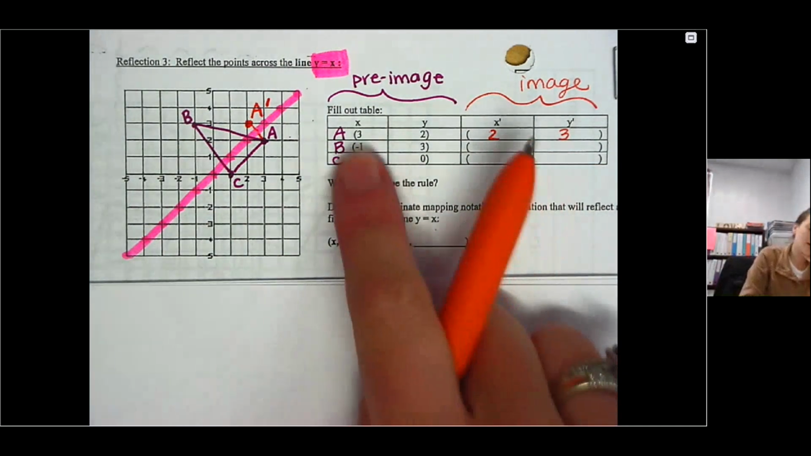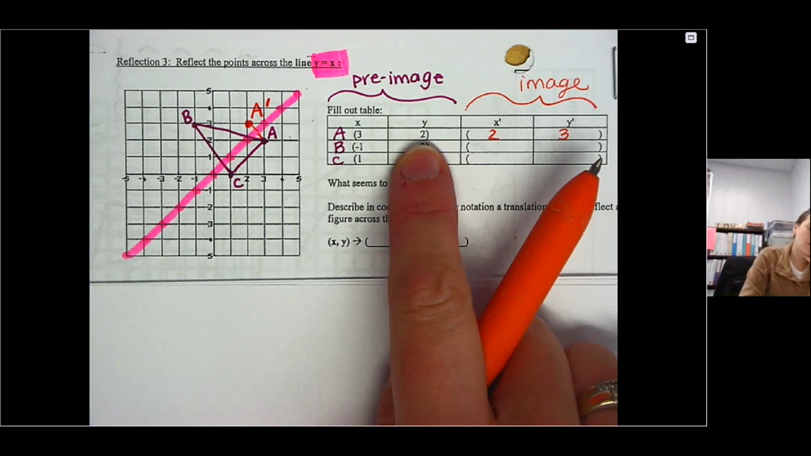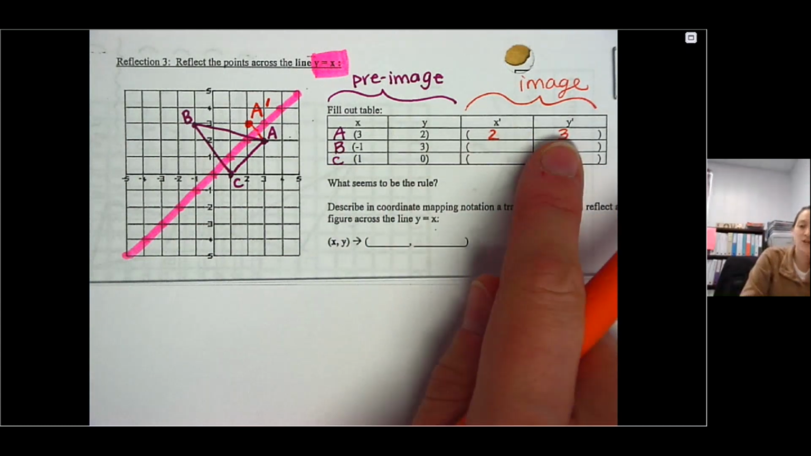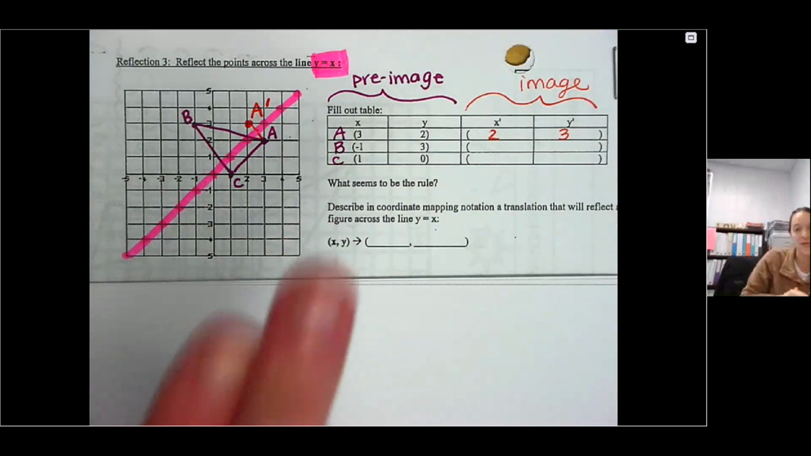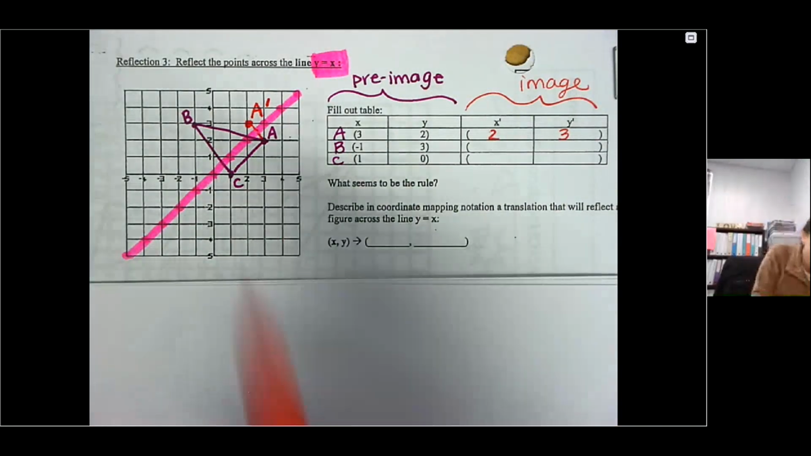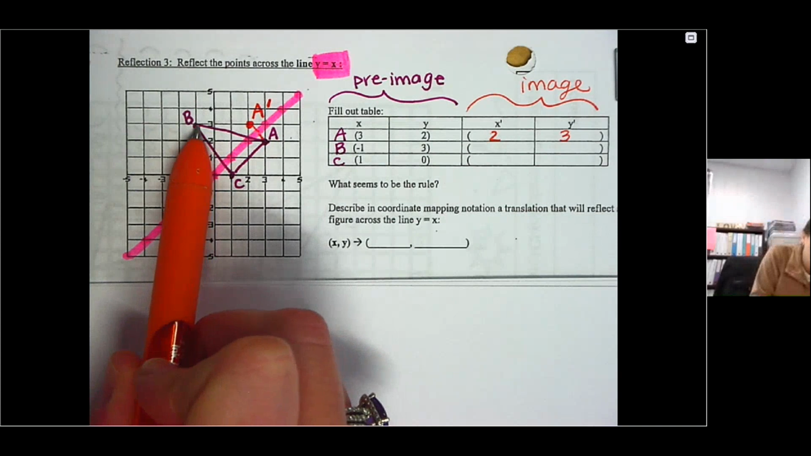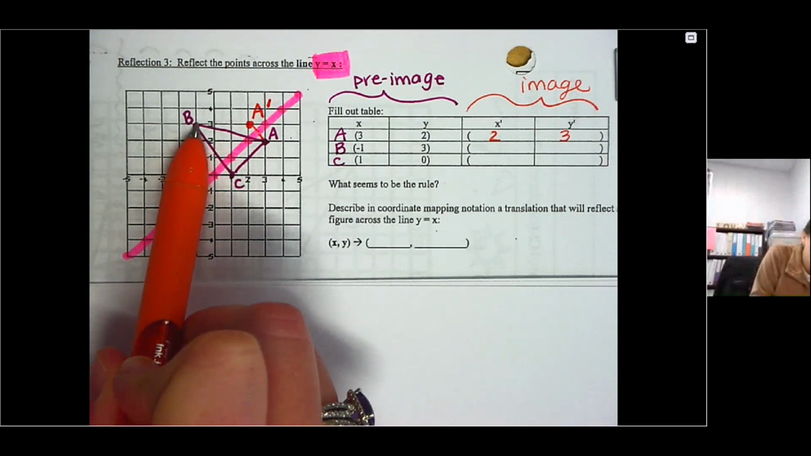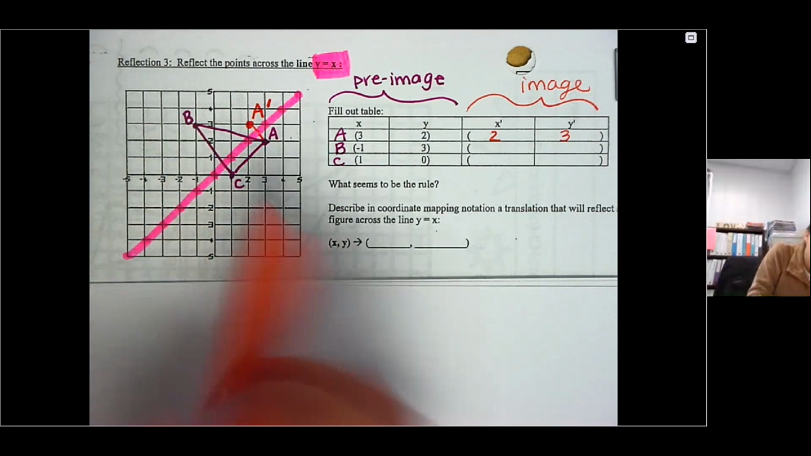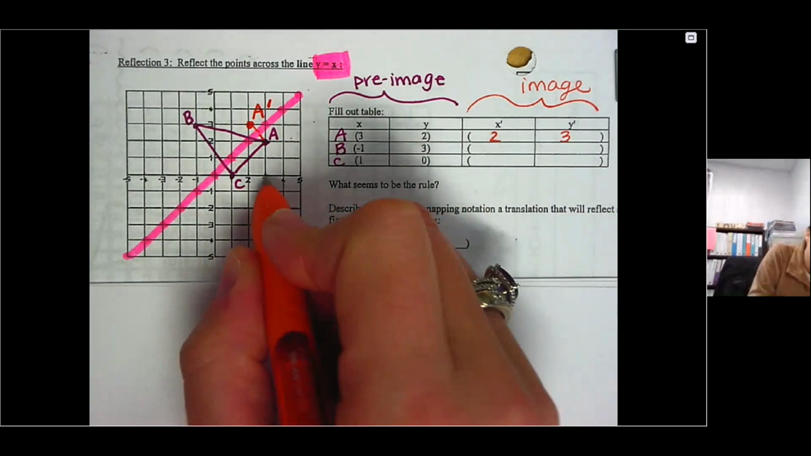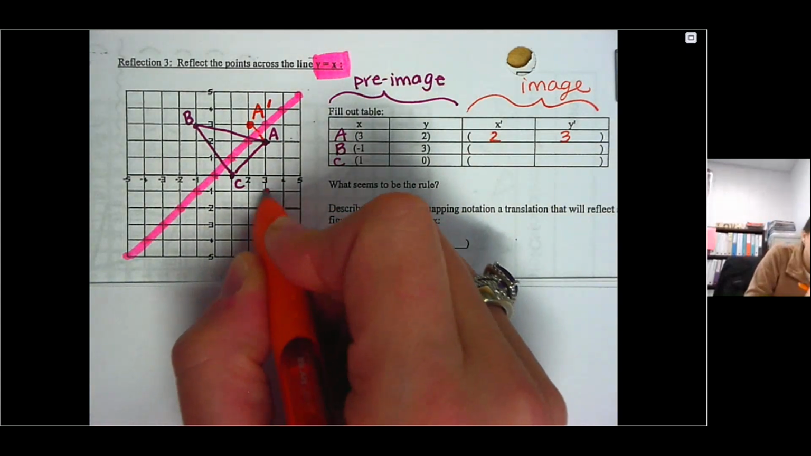So I was at 3, 2, and my new image is 2, 3. Essentially what I'm doing is I'm just taking the x and y and they are trading places with one another. So if I did the same for my B, instead of -1, 3, it would be 3, -1.